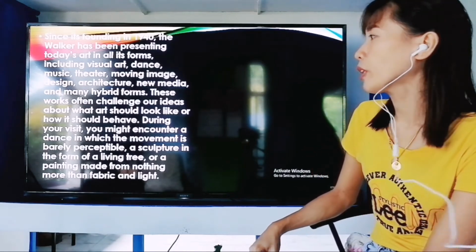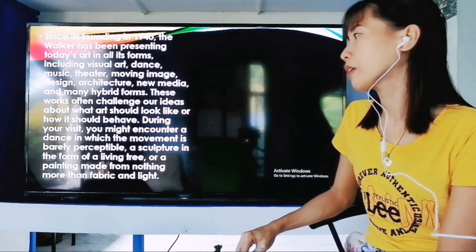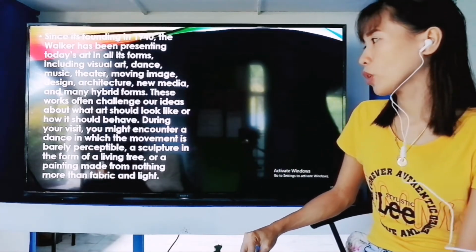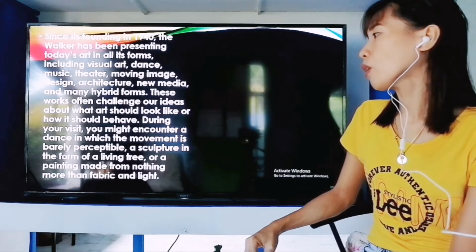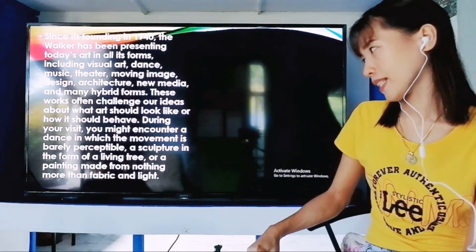Next. During your visit, you might encounter a dance in which the movement is barely perceptible, a sculpture in the form of a living tree, or a painting made from nothing more than fabric and light.